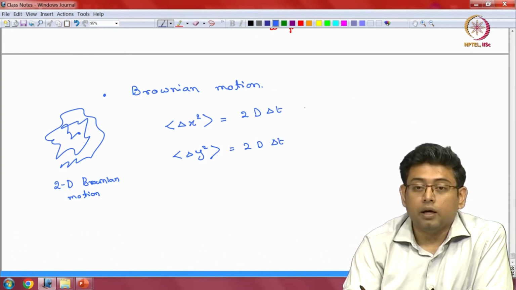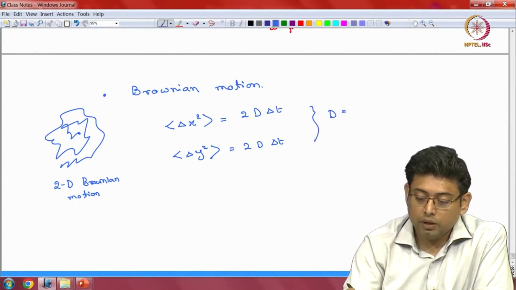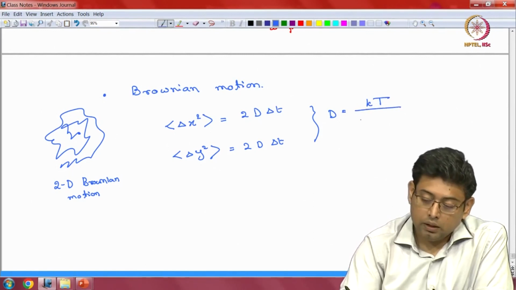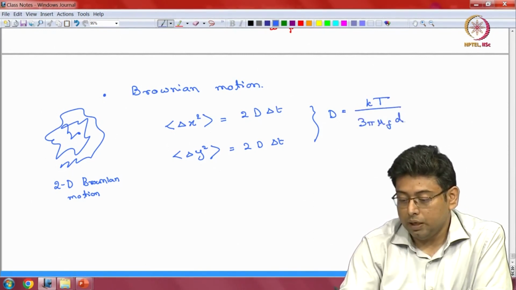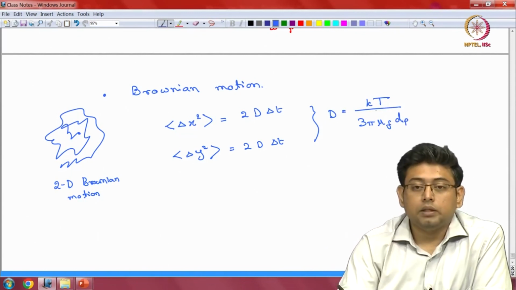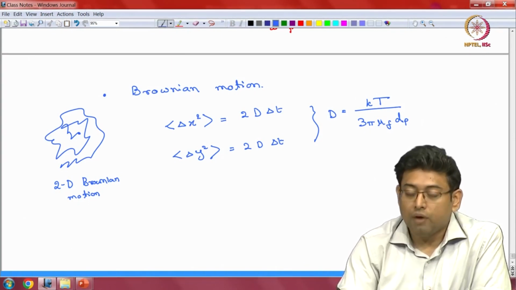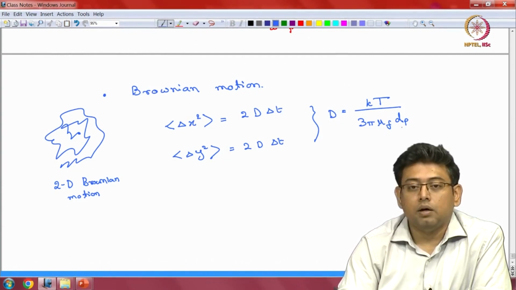Now, for spherical particles which are far away from any other particle, D is given by the famous equation kT/(3πμ_f d_p), where k is the Boltzmann constant, T is the absolute temperature, this is obviously the number 3π, μ_f is the viscosity of the surrounding fluid, and d_p is the particle diameter.